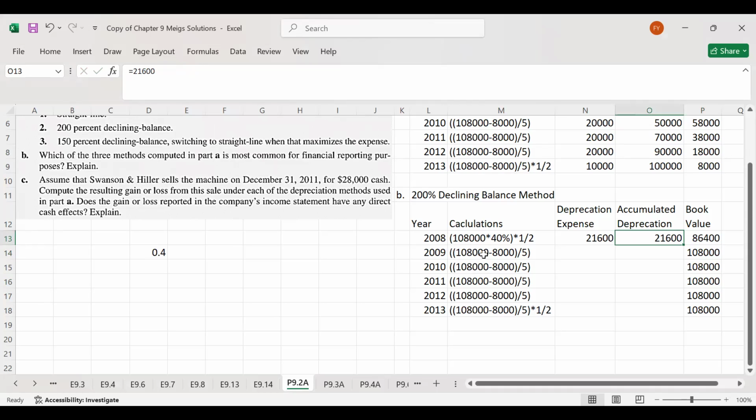So next year, the change is we multiply book value, which is 86,400, with 40%. So this is the calculation.